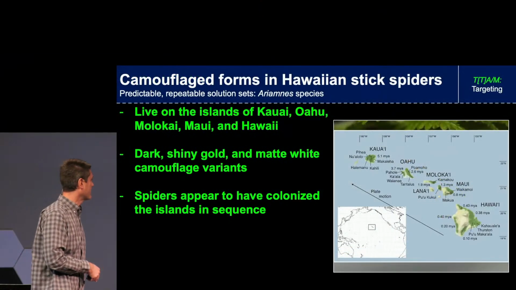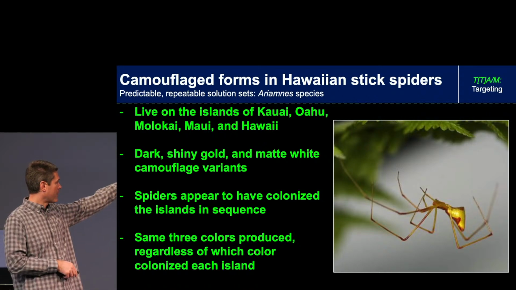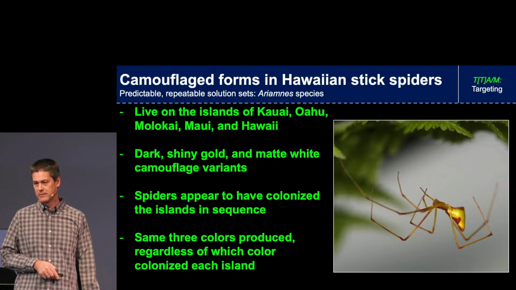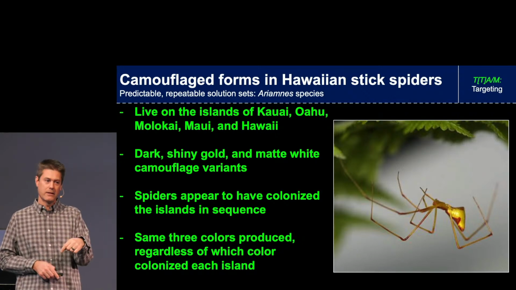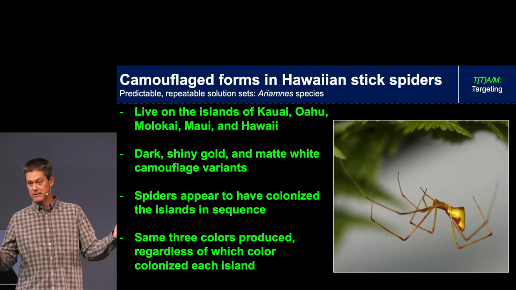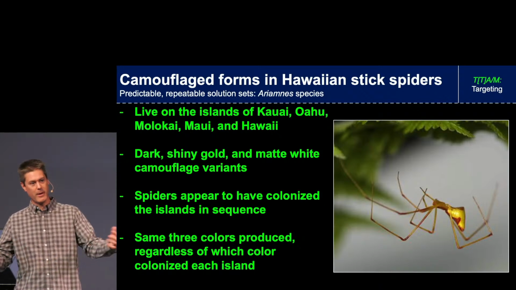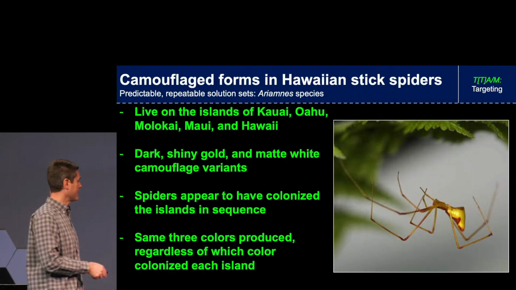But here's what's even more interesting. The same 3 colors are produced in all of those islands, regardless of which color colonized the island. So if a dark spider went to the next island, instead of having all dark spiders, you have dark, shiny gold, and matte. And if a shiny gold one went to the next island, instead of having shiny gold, you have dark, shiny gold, and matte. So it happened again and again.